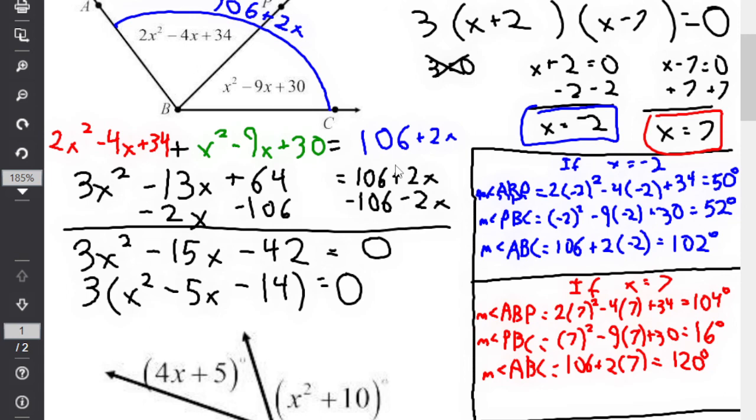So to answer the question of what's the measure of angle ABP, well, if x was negative 2, then we would say that the measure of angle ABP was 50 degrees. Or if x were 7, if we wanted to use that answer, we would have 104. So two possibilities for that angle measure. And that's my final answer there.